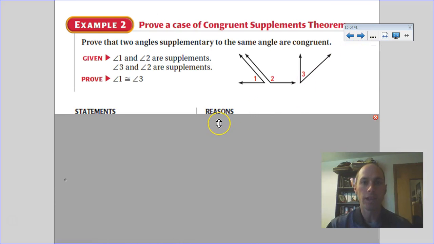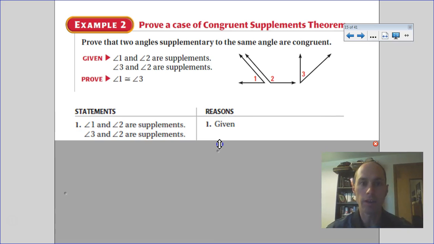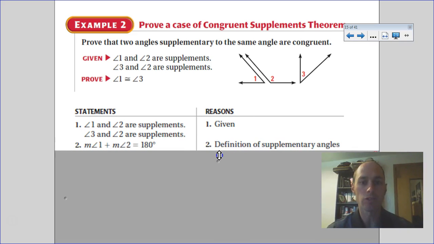Okay, so let's prove that case of congruent supplements. 1 and 2 are supplements, 3 and 2 are supplements. We kind of worked through a proof using one example, just throwing out 30 degrees and 150 degrees. But why does it work for all cases? Well, it's my given information. I know that. Well, what do I know about supplements? Supplements equal 180 degrees. By definition, that's what we've learned.